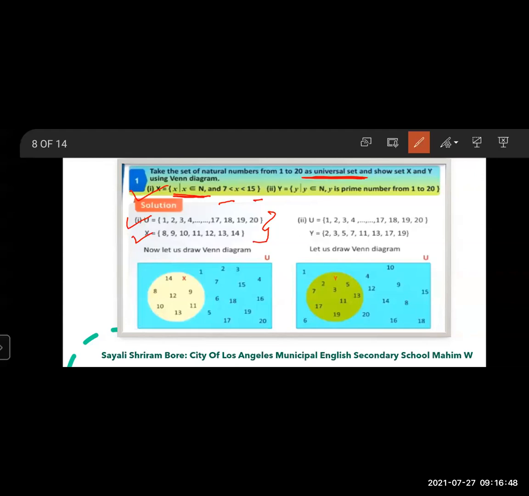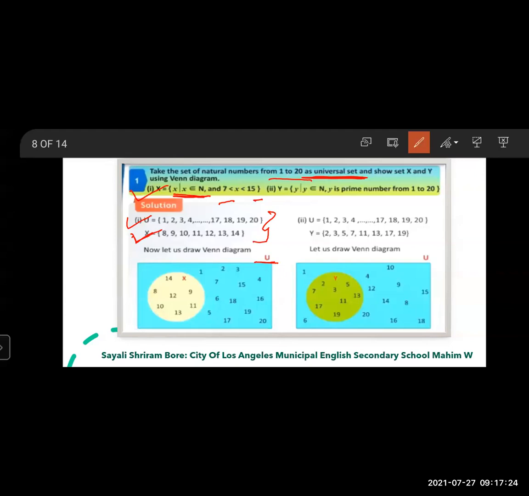So first, the universal set. You just keep in mind that the universal set is denoted by the letter U. And for drawing the universal set, we use only and only rectangles. This you keep in mind. So this is a universal set and you can see the rectangle over here. In this rectangle, there are natural numbers 1 to 20. But out of that 1 to 20, from 8 to 14, that is in the set X.